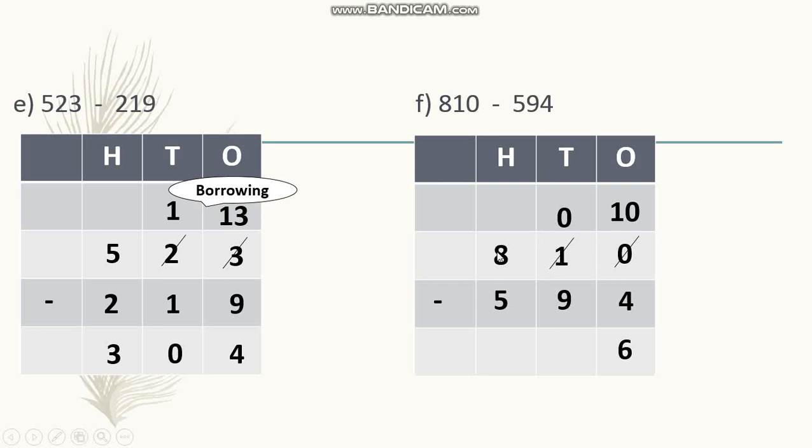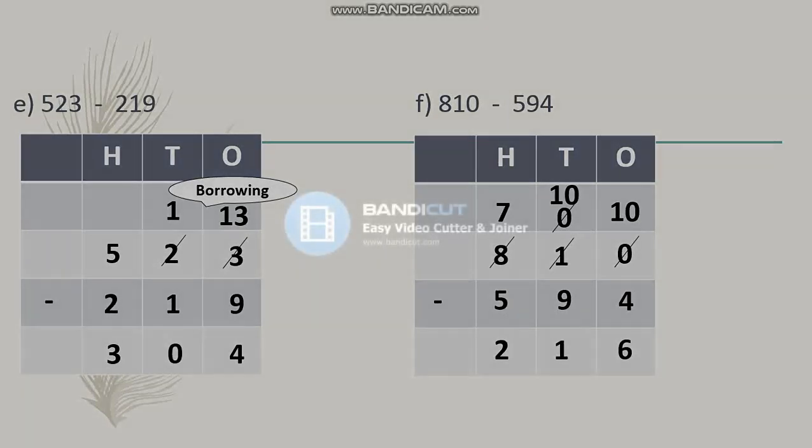So let's go to the neighbor. The neighbor number is 8. So for borrowing, 8 cut, what will you get? 7, that is 8 minus 1, and 0 becomes 10. Right, now from 10 we can subtract 9. So 10 minus 9, we all know we get 1. And here from 7 we have to minus 5. So 7 minus 5, what will you get? 2. So your answer is 2.